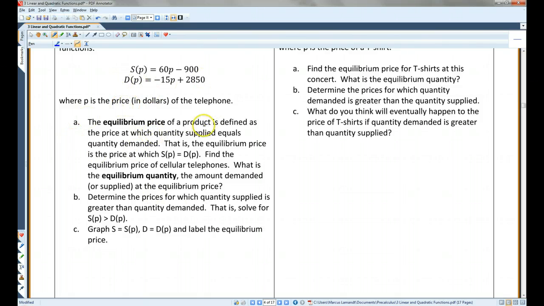The equilibrium price of a product is the price when the supply equals the demand, and the amount is the equilibrium quantity. They want to find out what the equilibrium price and the equilibrium quantity are. So what we need to do here is set these two equations equal to each other. So I've got 60p minus 900 equals negative 15p plus this. And then we just solve.